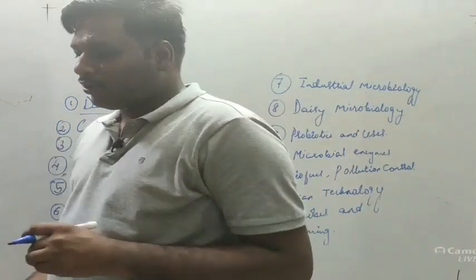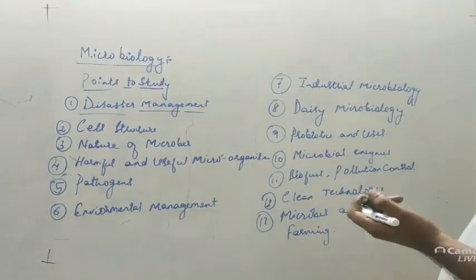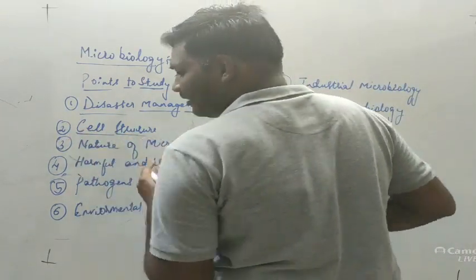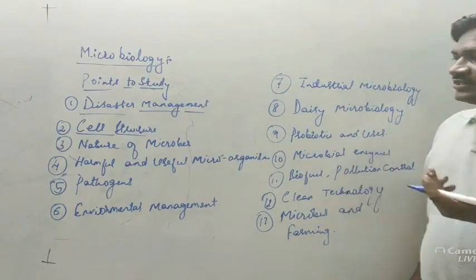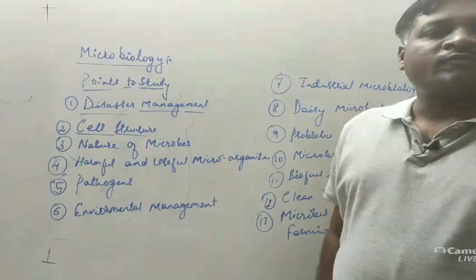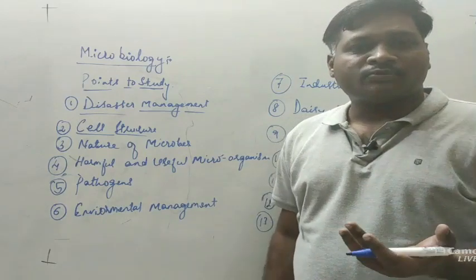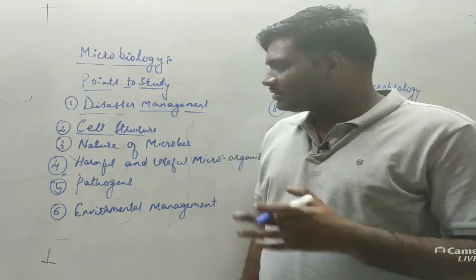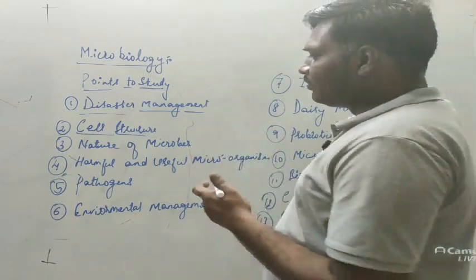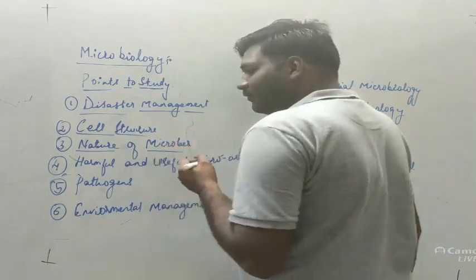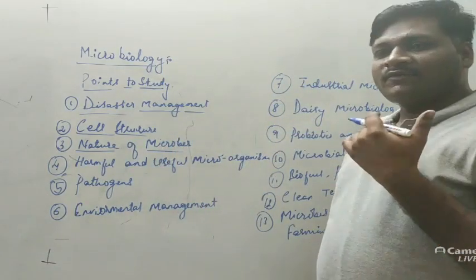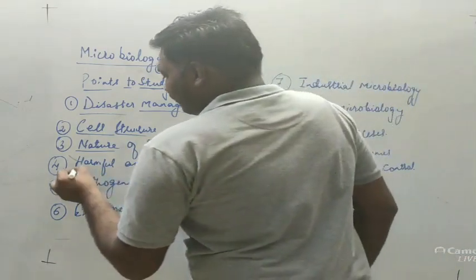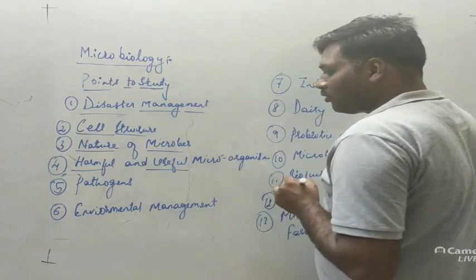So students, these are the sub points that we are going to discuss in this chapter, that is disaster management. Then we'll discuss cell structure. In cell structure we'll discuss what type of cell structure they have, whether they are flagellated or non-flagellated, and what type of cellular composition and cell wall composition they have. We have already discussed that in the cell chapter, but still for an overview we will discuss here. The next, nature of the microorganism, in what type of climatic conditions they grow and what type of nature they exhibit. Then whether they are harmful or useful microorganisms.